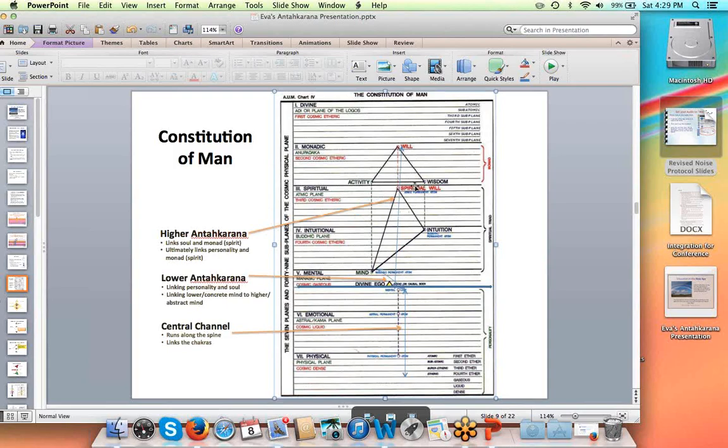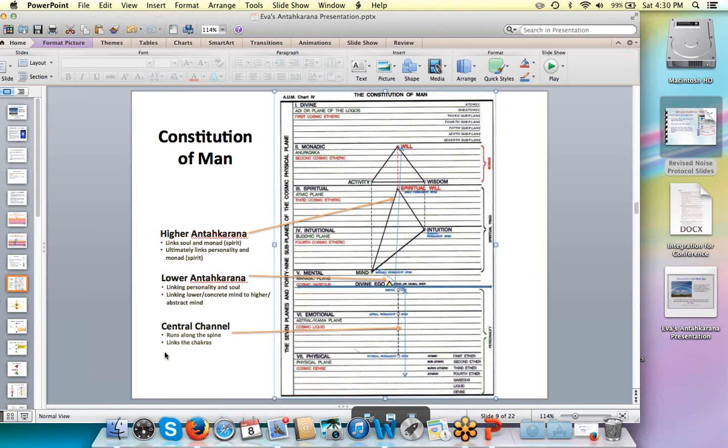Now, these are further away. I grant you that. These levels are definitely harder to reach. But the soul, we can all aim for the soul. We all can aspire towards the soul. It's not that far away. So let's go back now to our theme, which has to do with the Antahkarana.